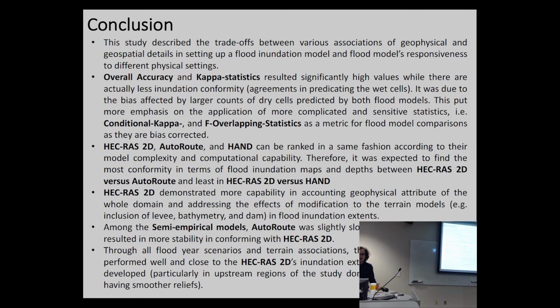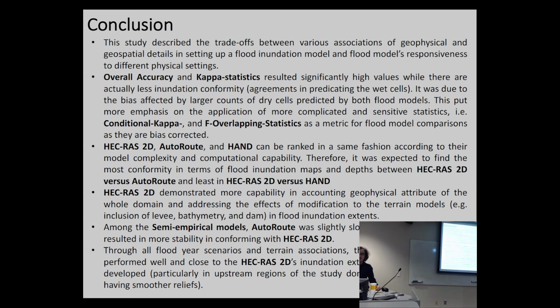HEC-RAS 2D and AutoRoute and HAN can be ranked, as I mentioned, in the same fashion according to their model complexity to be set up, to be executed, and computational capability. Therefore, it was expected to find the most conformity in terms of flood inundation maps and depth between HEC-RAS 2D and AutoRoute, and HEC-RAS 2D and FEMA flood maps. And HEC-RAS 2D versus HAN was the worst in terms of comparison of products.